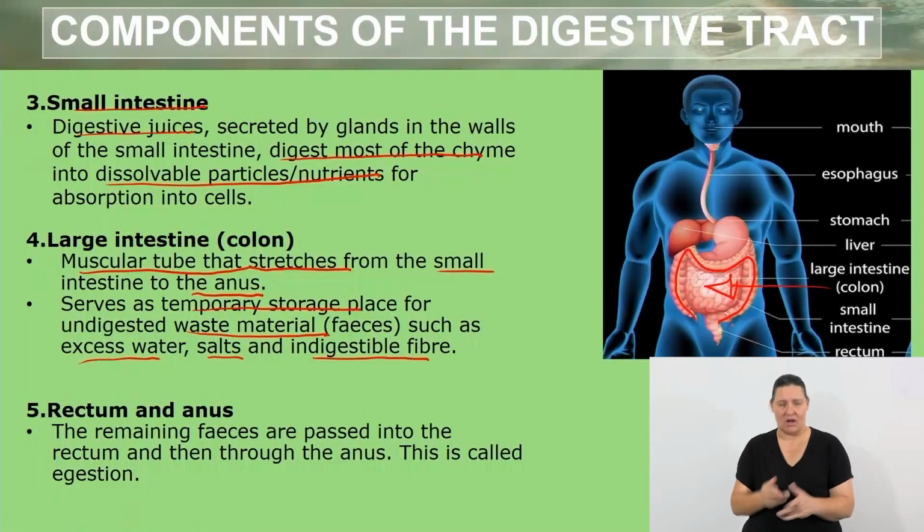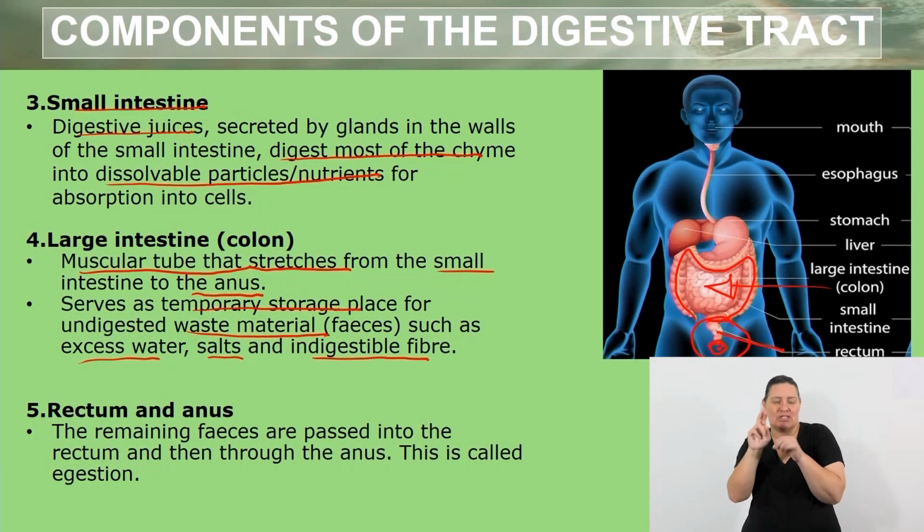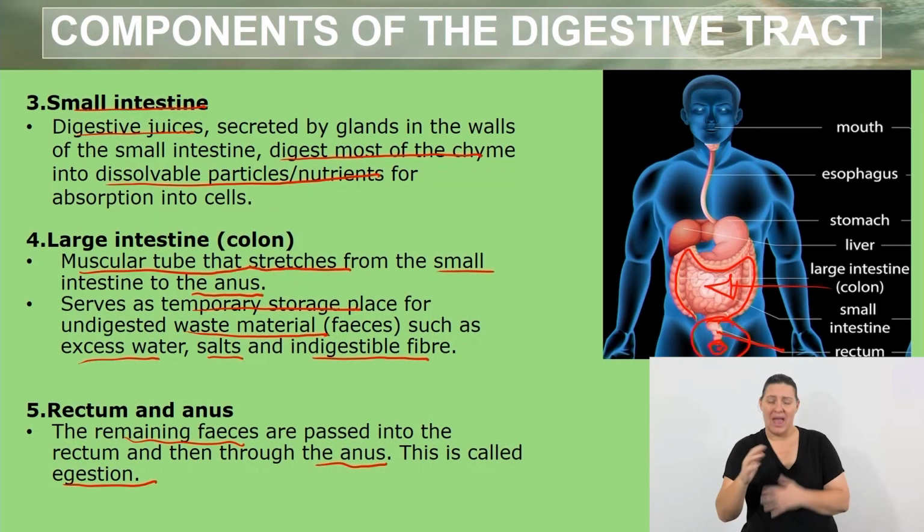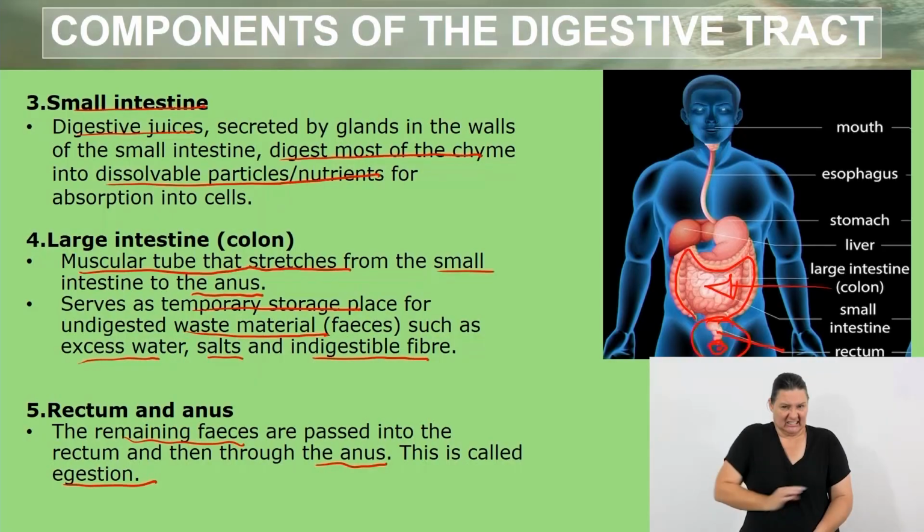Then what happens after that? Then we are moving on to the rectum and the anus, which is this part. So this is your rectum, and this small part here is the anus where the ejection takes place. So now the remaining feces are passed into the rectum, then through the anus, and this is called egestion. So everything that was temporarily stored in the large intestines is then passed out through the anus as feces, and that process is called egestion.